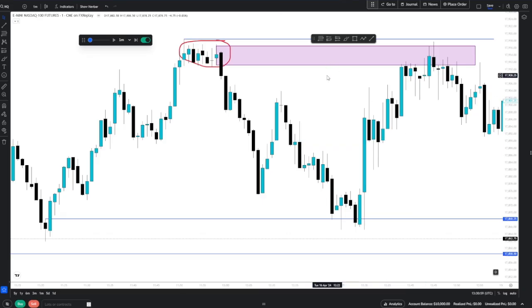Just look left, look where your mitigated order blocks are. If you're blowing through them, if you're closing over them, then look for your next unmitigated order block. So that's essentially that.